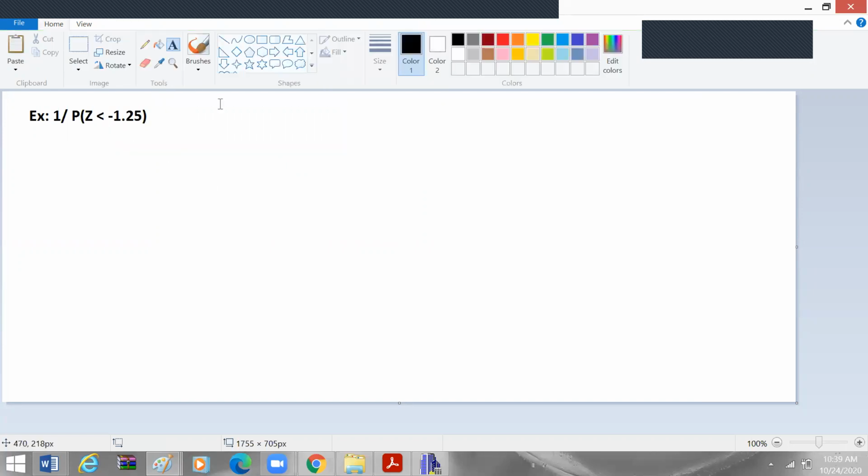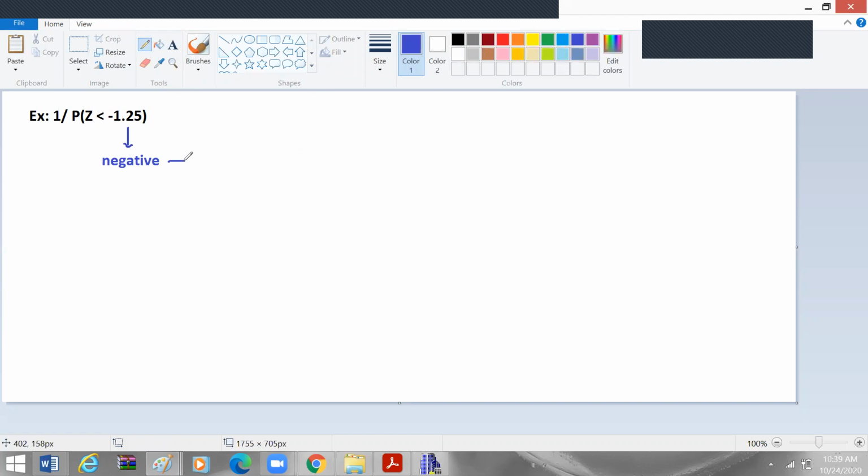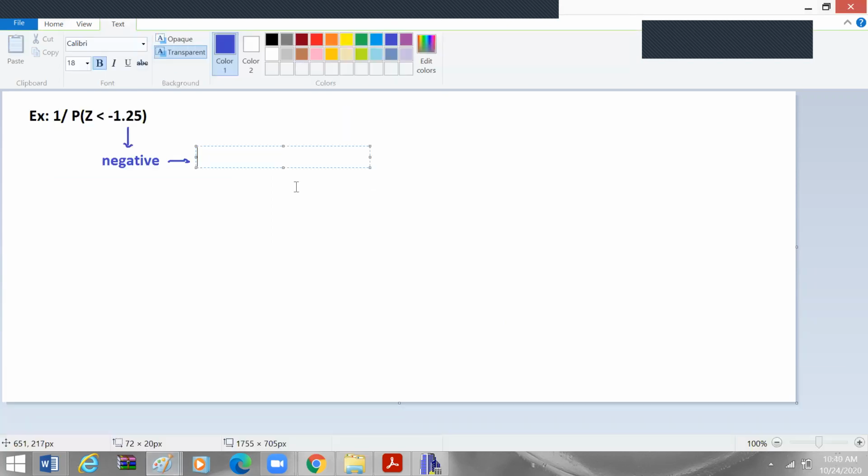The first step for this particular question is that we need to know if this value is negative or positive. Negative 1.25 is a negative value. Do we agree? Yes. If it is negative, we need to go to table number 3, because table number 3 gives us the probabilities for the negative values, and table number 3A gives us the probabilities for the positive values. So since this is negative 1.25, we go to table number 3.